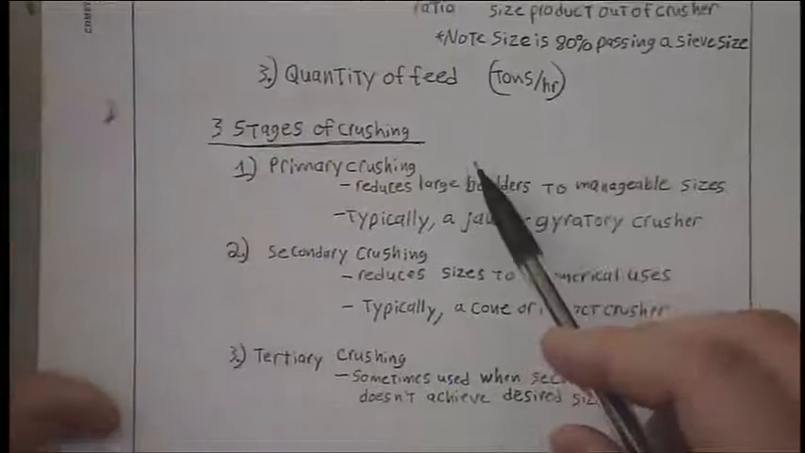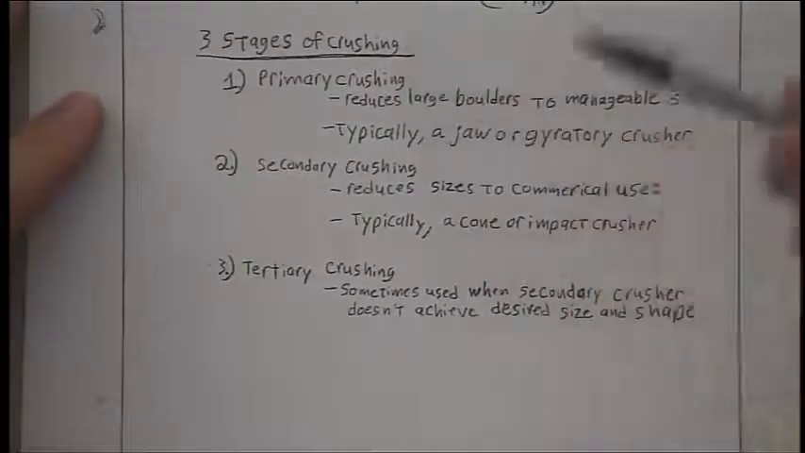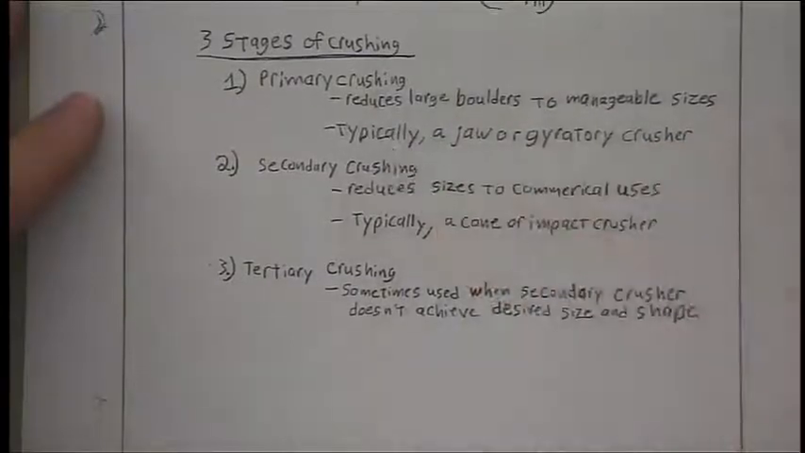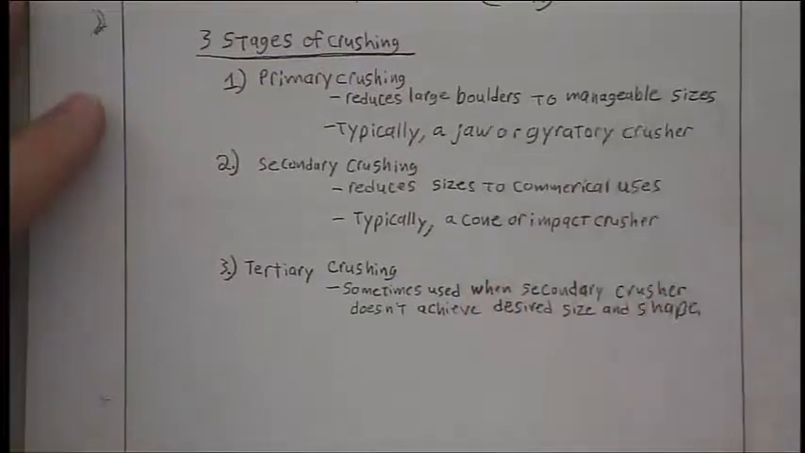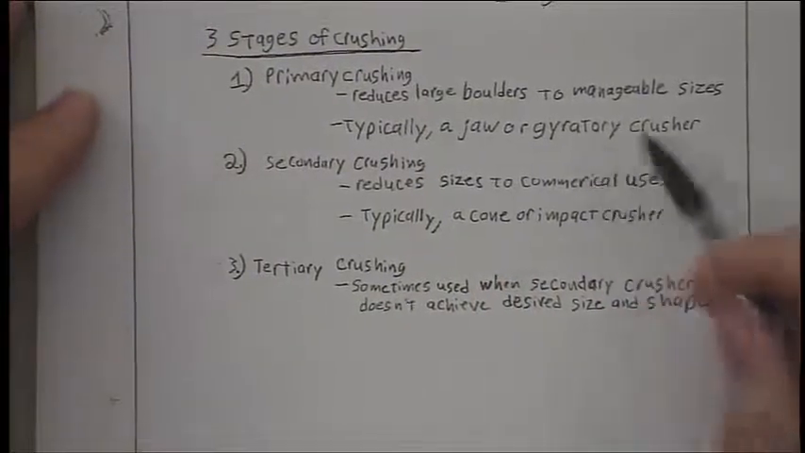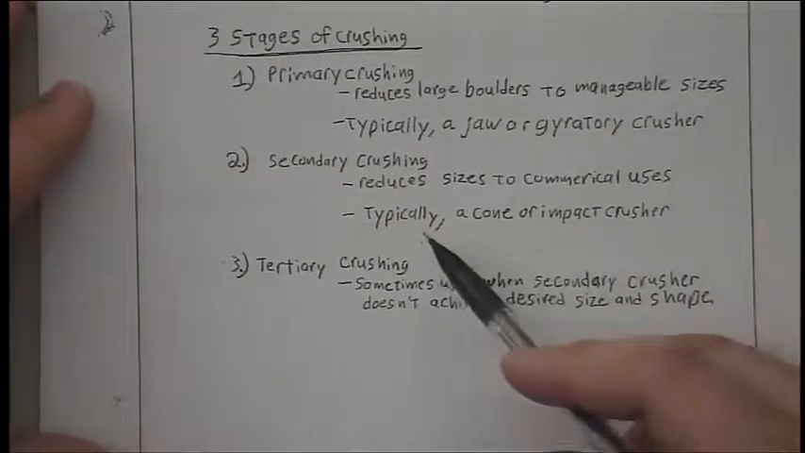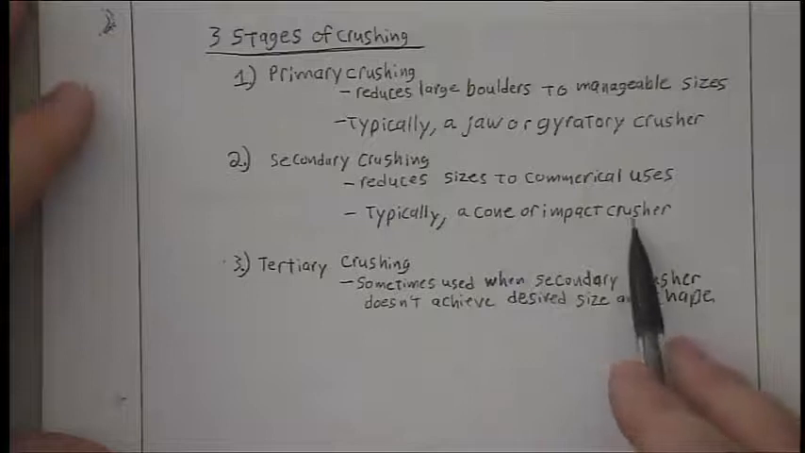Typically you have 3 different types of crushers. You have a primary crusher, which reduces the large boulders into manageable sizes. Typically this is a jaw or gyratory crusher. You have a secondary crusher, which is a lot of times a cone or impact crusher.